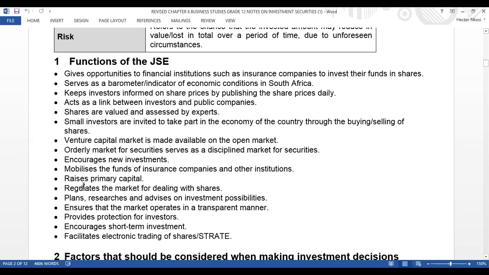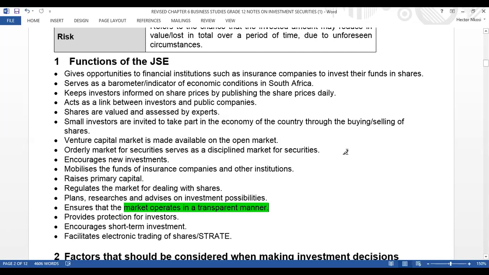It raises capital, primary capital. Also, it regulates the market for dealing with shares. Also, under the JSE, boys and girls, it plans, researches, and advises on investment possibilities. The other thing that you need to look at is that it ensures the market operates in a transparent manner. Very important.